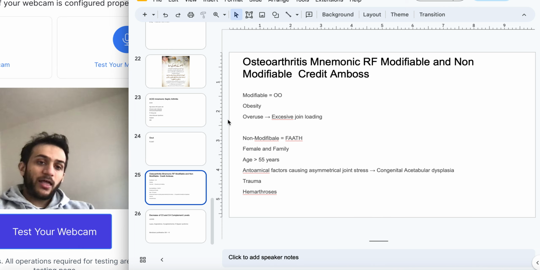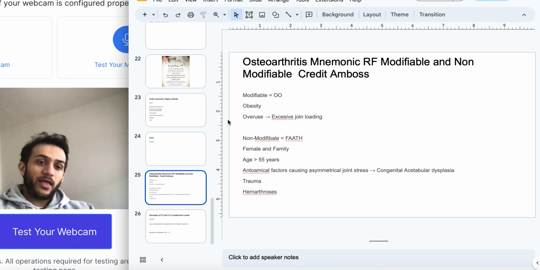The next thing is non-modifiable. These are risk factors that we cannot change. So FAT. Why are we going to speak about fat over here? Because patients with osteoarthritis are usually overweight. They have a high BMI, and that's how they get problems in their hips, their hands, their knees. In these types of joints, they really get a lot of problems. So over here, non-modifiable is FAT.